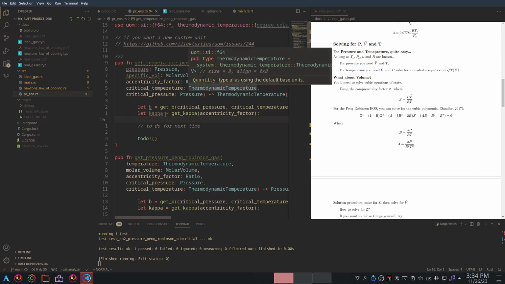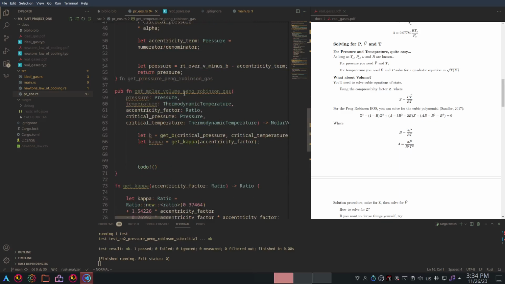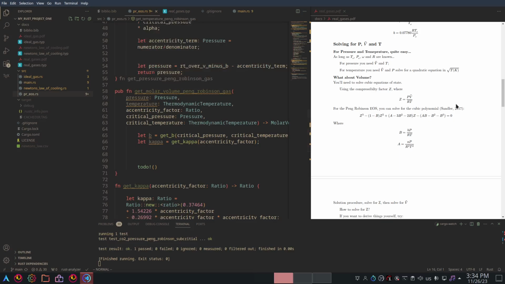Now we want to talk about volume. So let's just do the volume bit. This one's the get molar volume for the Peng-Robinson equation of state. I'm going to do it live in front of you, so none of this is rehearsed. I might run into bugs along the way and get stuck, but the whole idea is to show you the programming process. So, here we go.